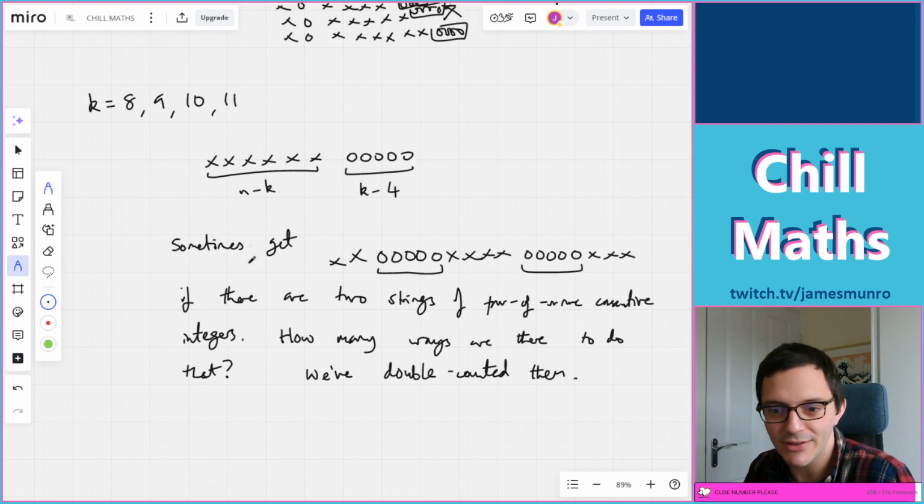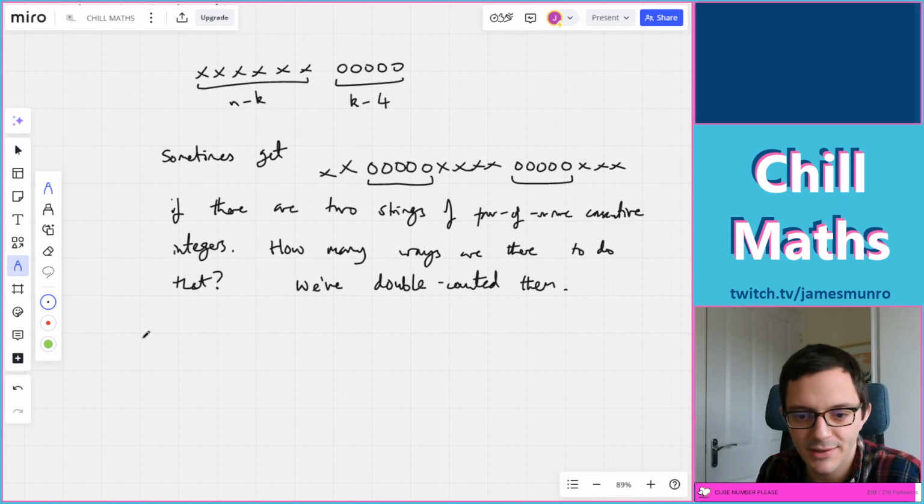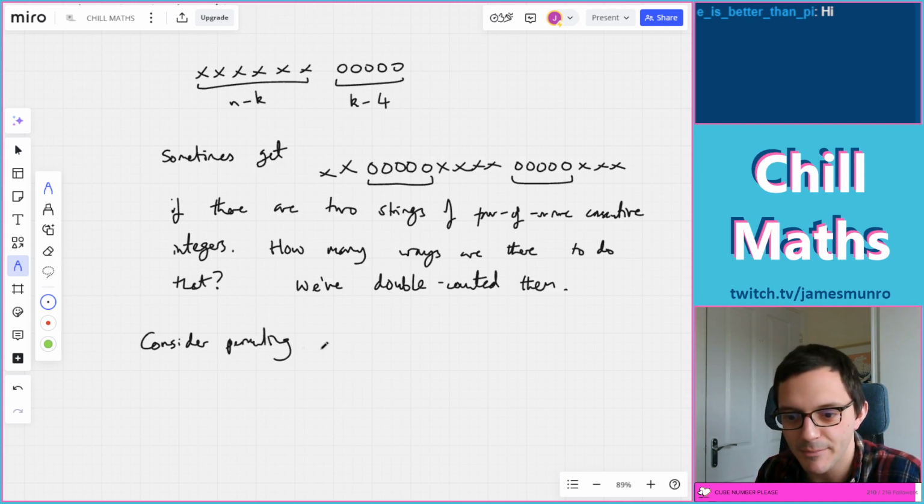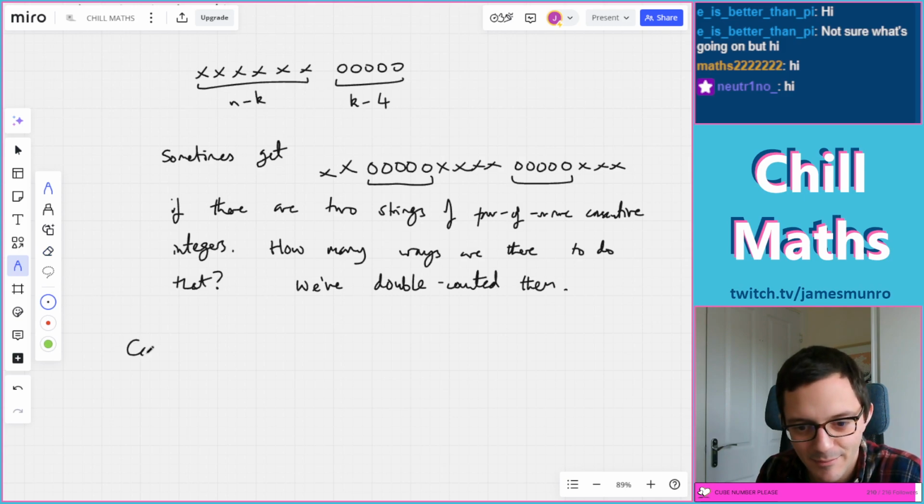So we can get rid of the double counting using the +4 move twice. Here's what I want to do. Consider permuting. Hi, E is better than pi. How are you doing? My handwriting just went through a little spike of being even worse than normal, so I'm going to rewrite that. Maybe I should be typing.